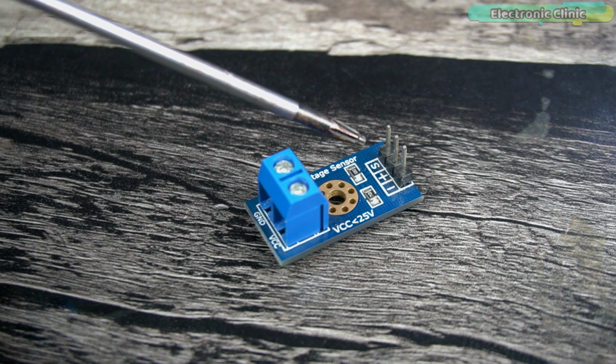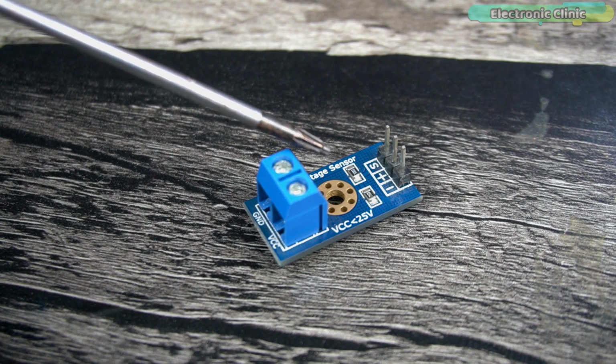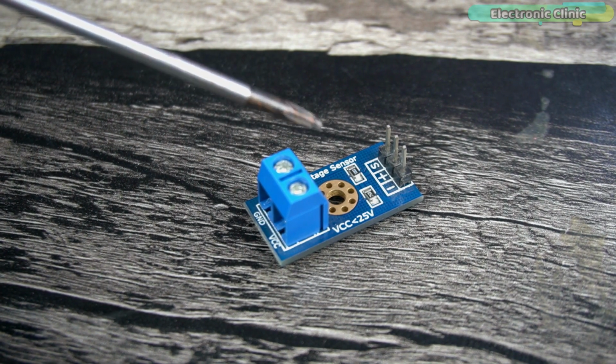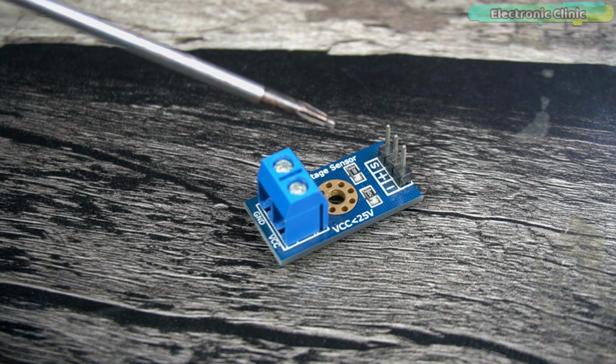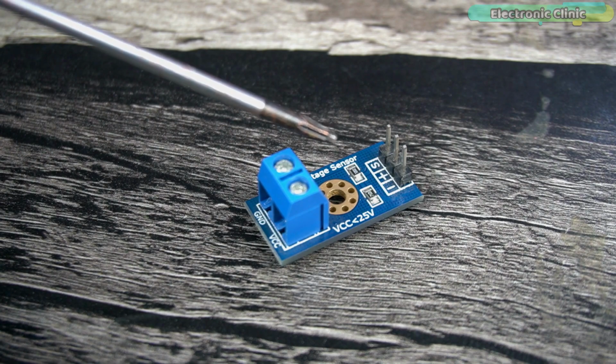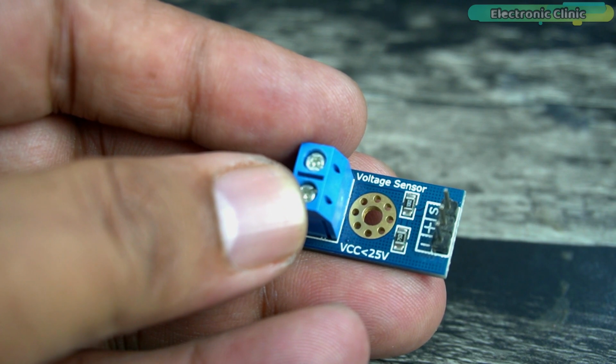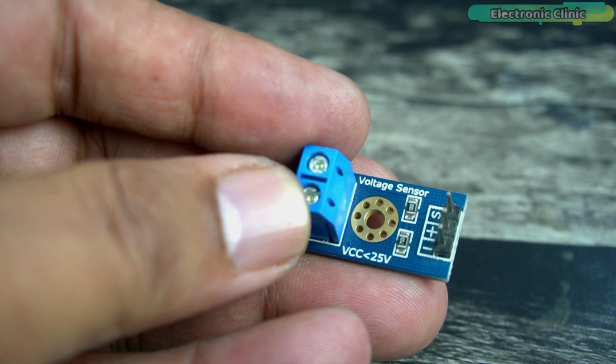As I said earlier, using this voltage sensor, we can measure DC voltages ranging from 0.02445 volts to 25 volts DC. Now, the question is how we know that the input voltage should be greater than 0.02445 volts. As you know, my friends, the maximum Arduino analog input voltage is 5 volts, and the Arduino AVR chip has a 10-bit analog to digital converter, so 5 divided by 1023 is equal to 0.00489 resolution. So 0.00489 times 5 is equal to 0.02445 volts. So the input voltage of this module should be more than 0.02445 volts.